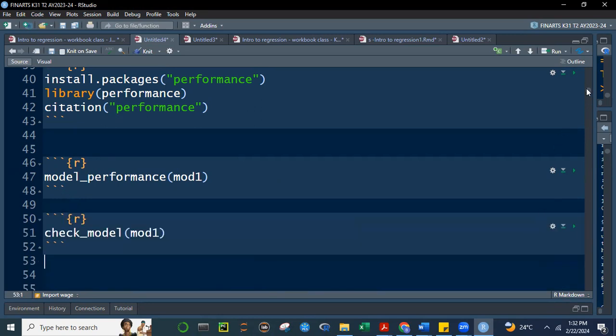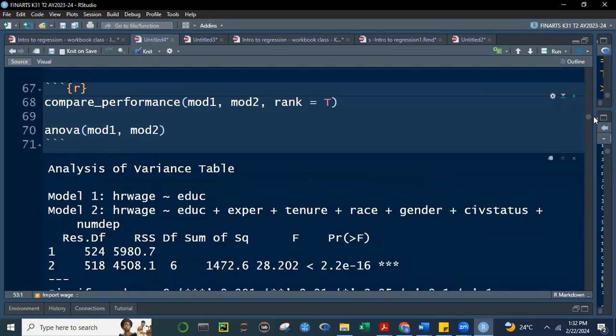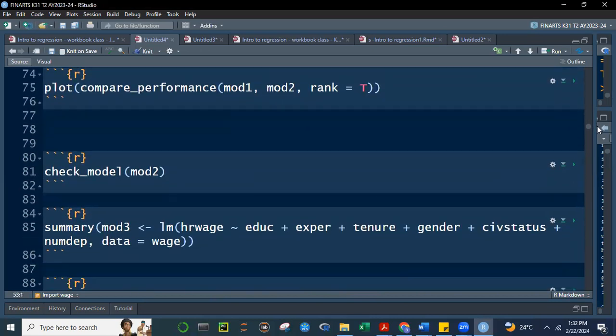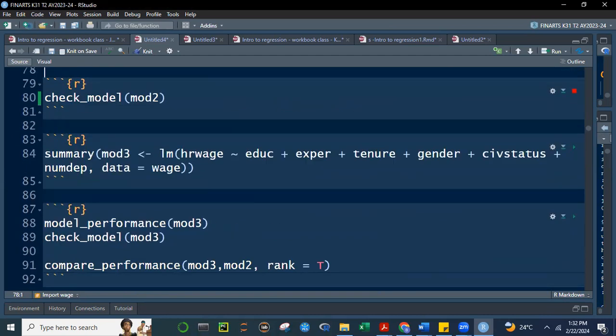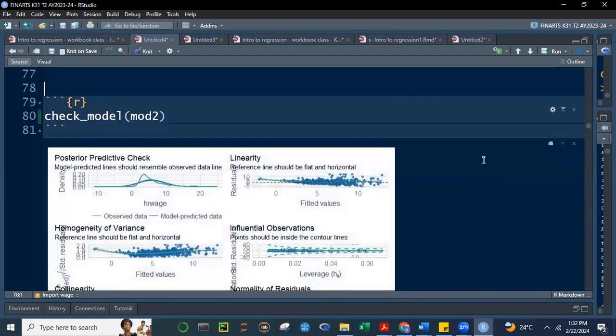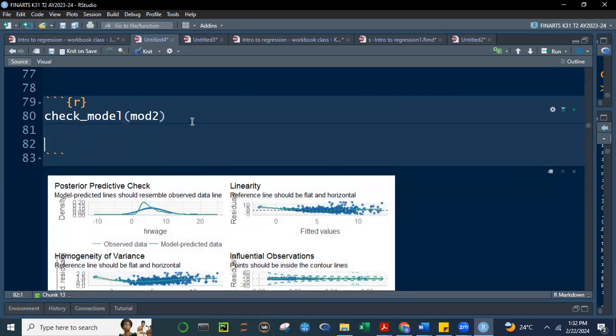Okay, let's check now model number 2. Let's not check model number 1. Here, check model 2. So you may wish to copy that and run it, and see what we get. It will give us some plots. This is just like, if you recall, class.